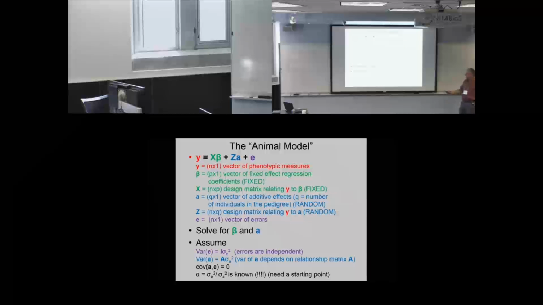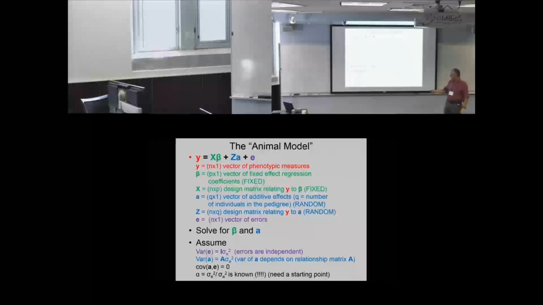The other thing that we are going to assume is that the variance of the vector A, so the variance of the additive effects, is equal to this capital A times the additive variance. This capital A is the relationship matrix. It's a big matrix that tells you how all the individuals in your pedigree are related to each other. And we'll take a look at that in just a minute.